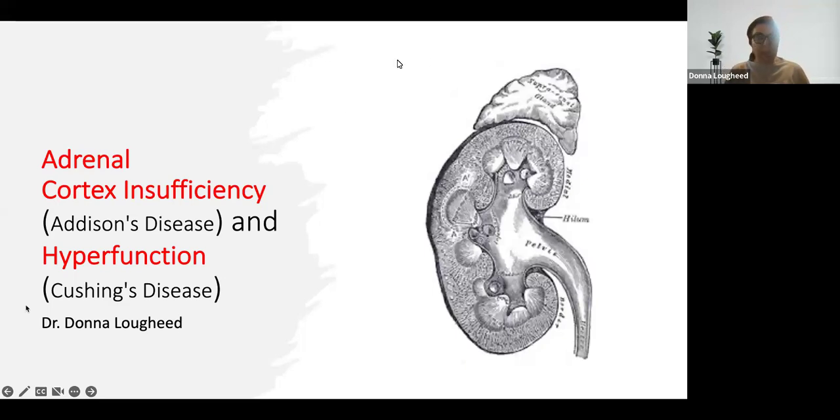All right, let's begin with an introduction to the concept of metabolism. Metabolism basically means what you put in your mouth, your body takes it, metabolizes it, and uses it to maintain homeostasis. So the concept of metabolism, again, how it relates to adrenal cortex insufficiency and adrenal cortex hyperfunction.